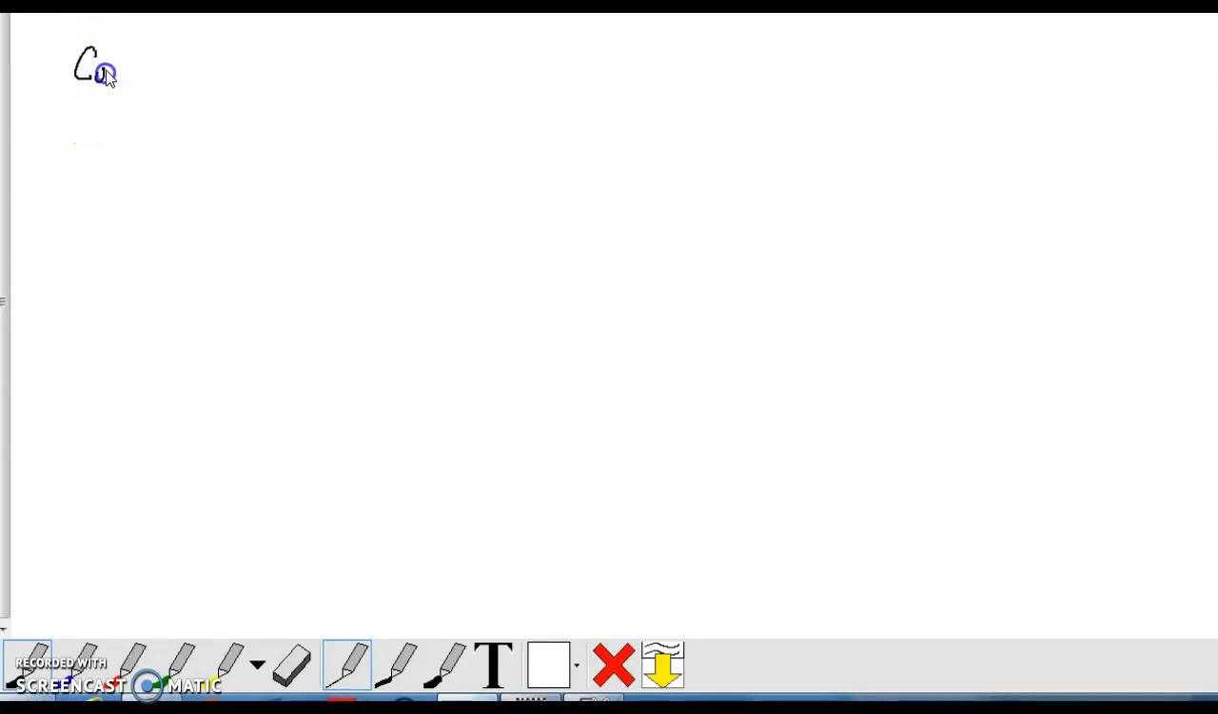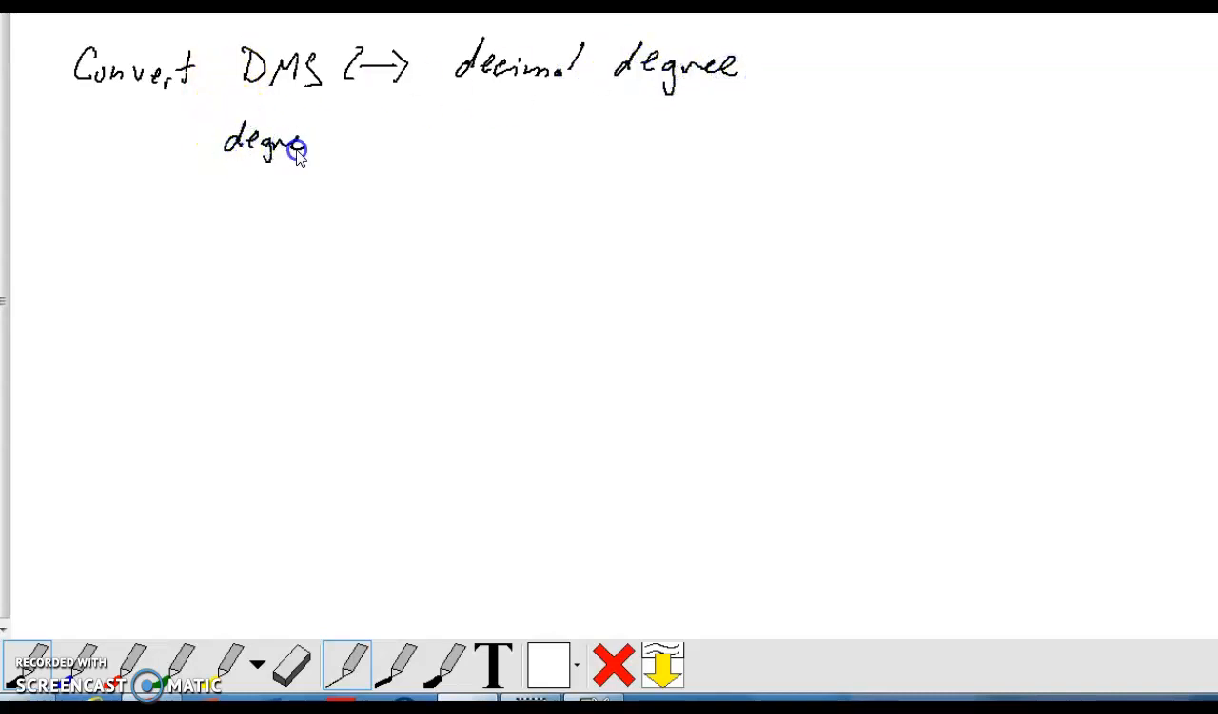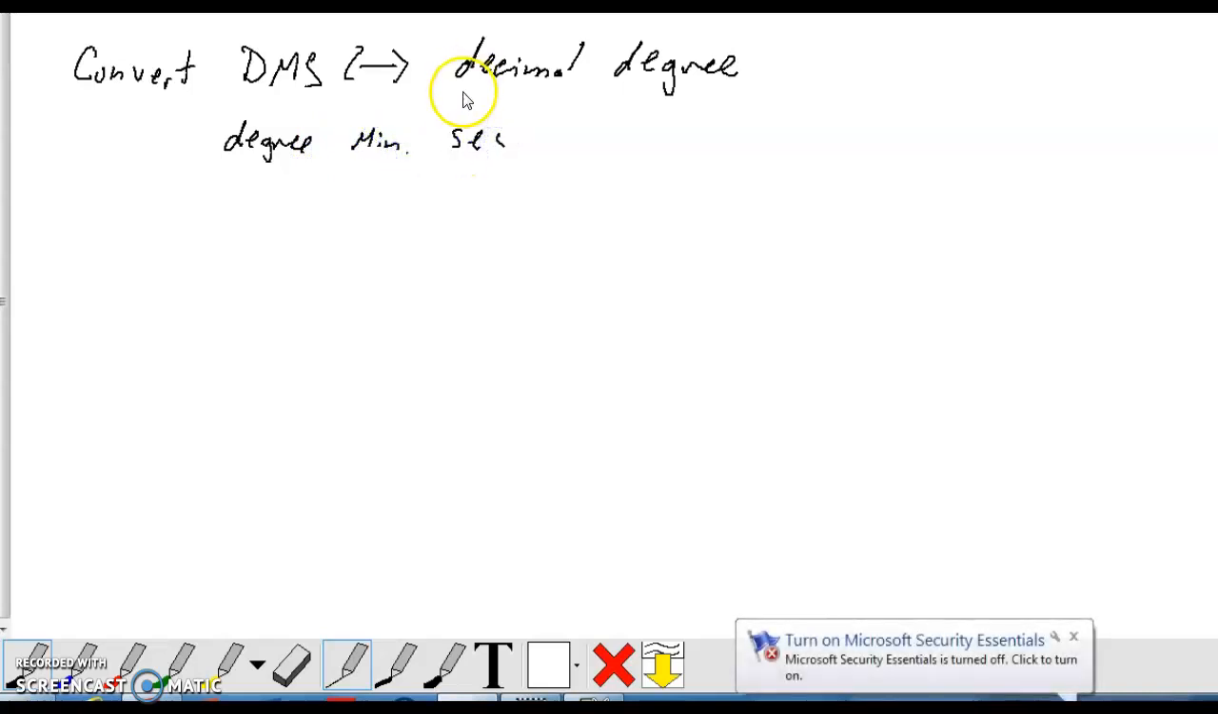Okay, so what we're going to do is convert between DMS and decimal degrees. And remember, DMS stands for degree, minute, second. Okay, so let's get practice.